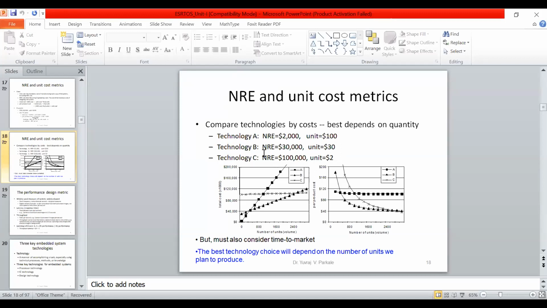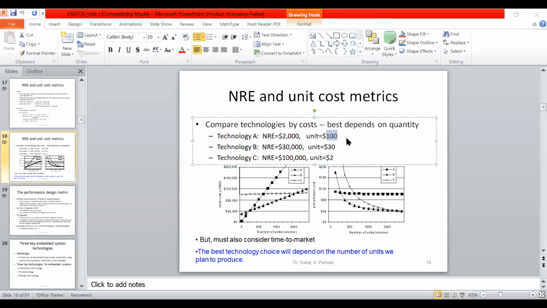So if you observe carefully, in technology A you see the NRE cost. What is NRE cost? The design cost. That means before manufacturing your product, the design cost is $2,000. However, the manufacturing cost of each unit is $100.